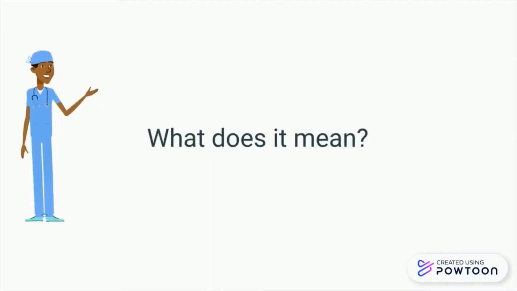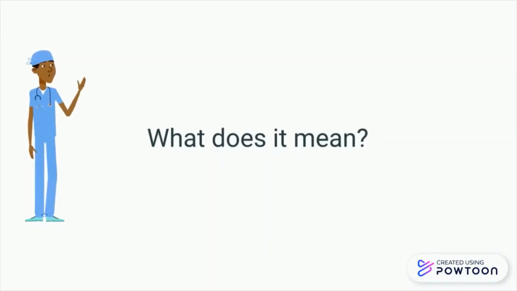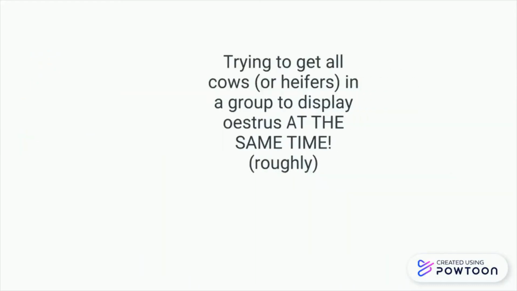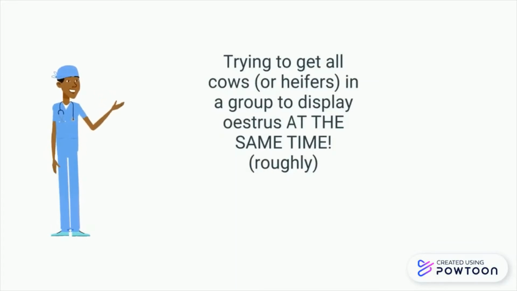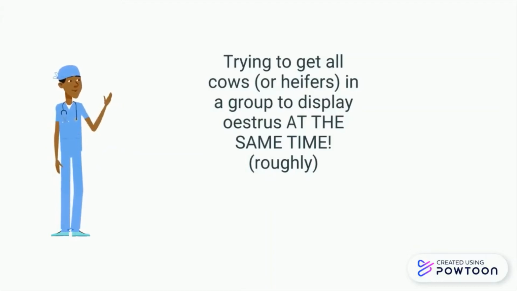But what do we mean by oestrus synchronization? What are we trying to achieve? Ultimately, this is a management tool in which we attempt to get all cows or heifers in a group to display oestrus at the same time, roughly. Therefore, we need at least two animals because we can't synchronize one animal to itself.